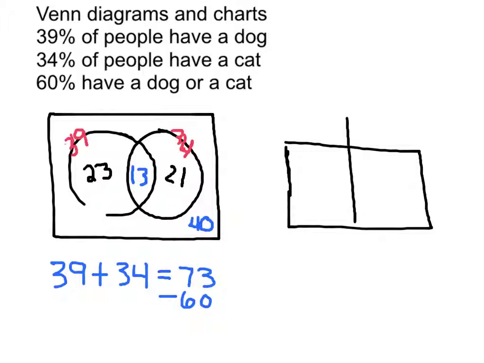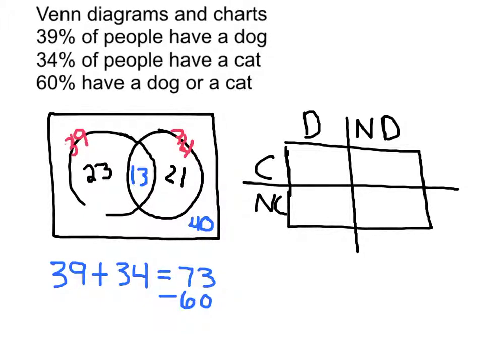by making your chart as dog, no dog, cat, no cat. And what happens is you fill the numbers in from the problem. 39% have a dog, 34% have a cat. We know it has to add up to 100%.